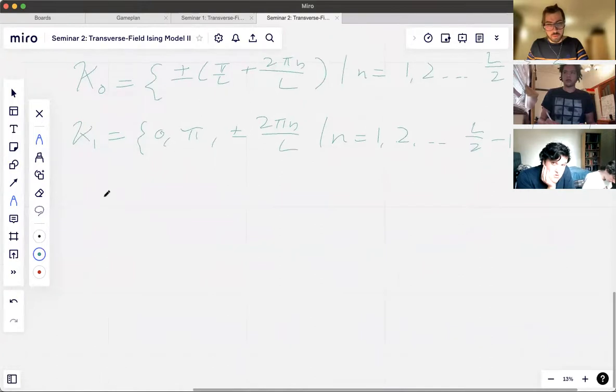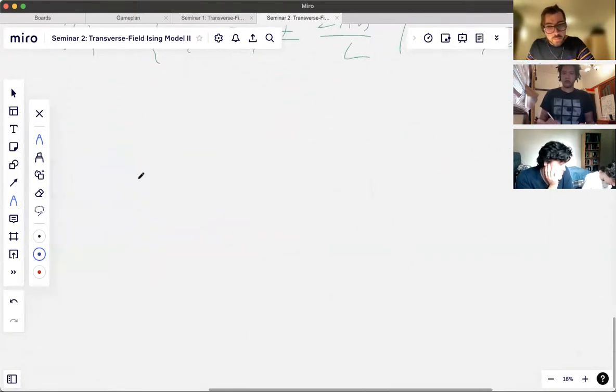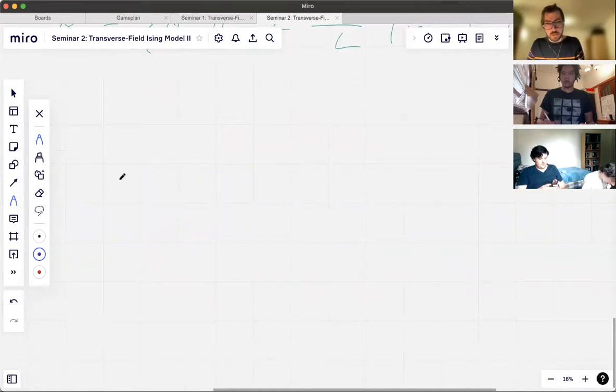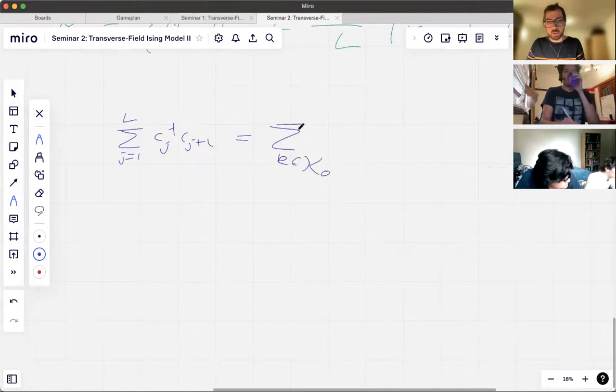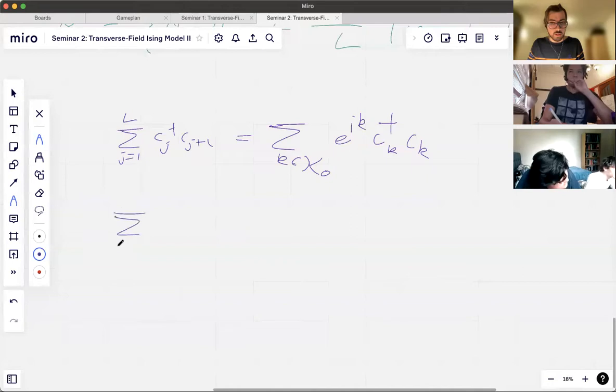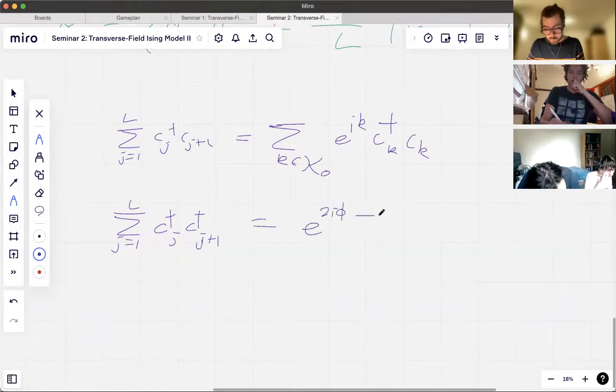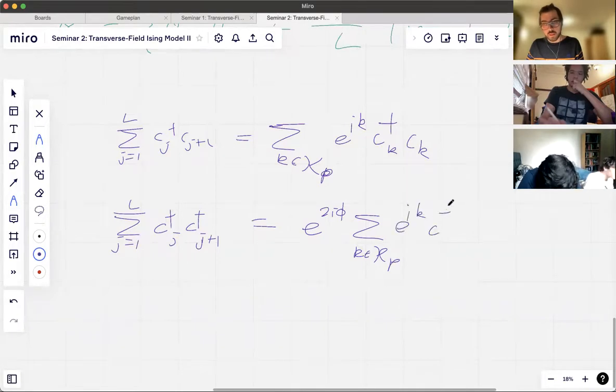So I'm going to use two results without proof. Again, these are typed up into exercises on the website. The first is that regardless of which k you choose, sum j equals 1 to capital L of c_j dagger c_{j+1} is the sum over k in the relevant set of e to the ik c_k dagger c_k, and sum j equals 1 to L of the double creation operator is e to the 2i phi sum over all the k's of e to the ik c dagger, where the second one has got a minus k.